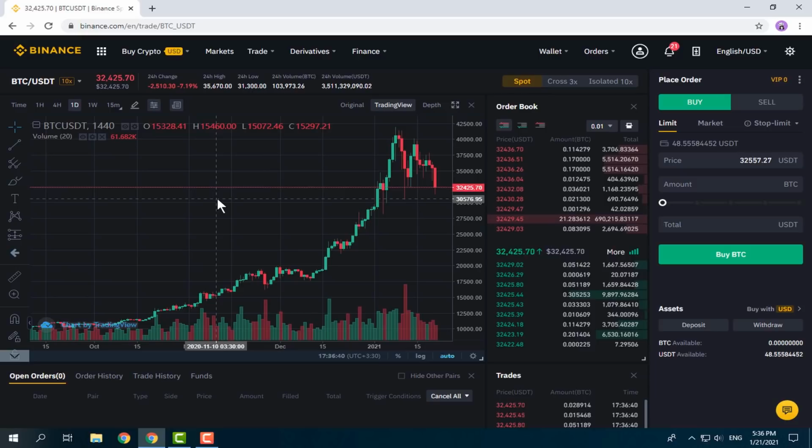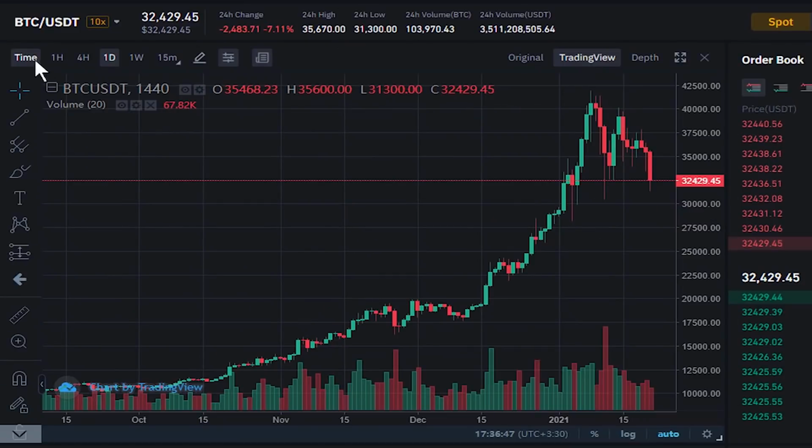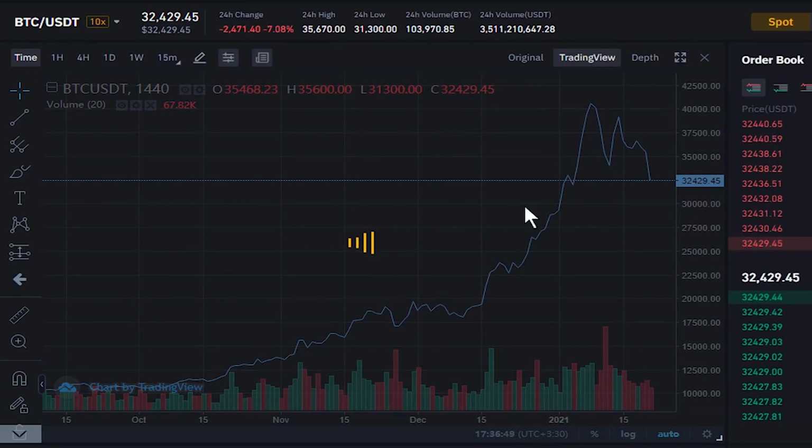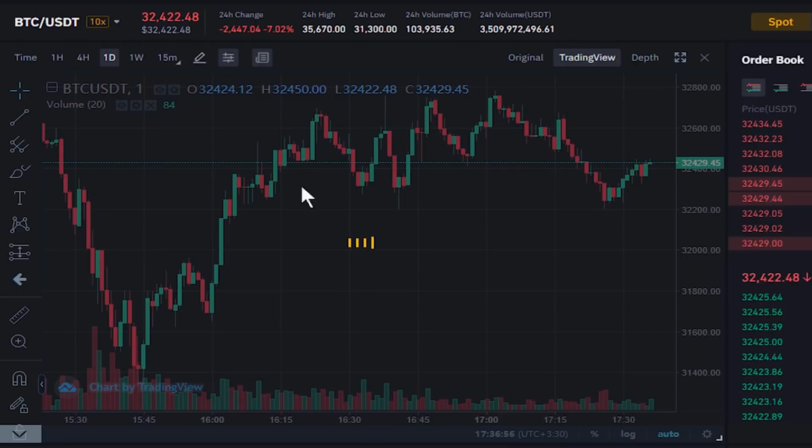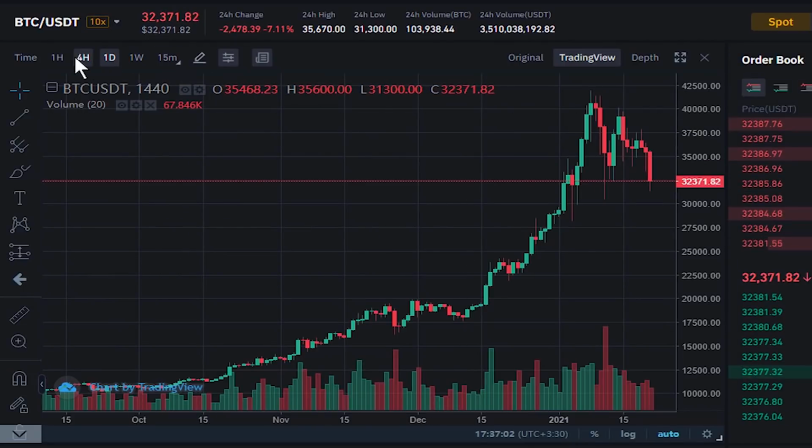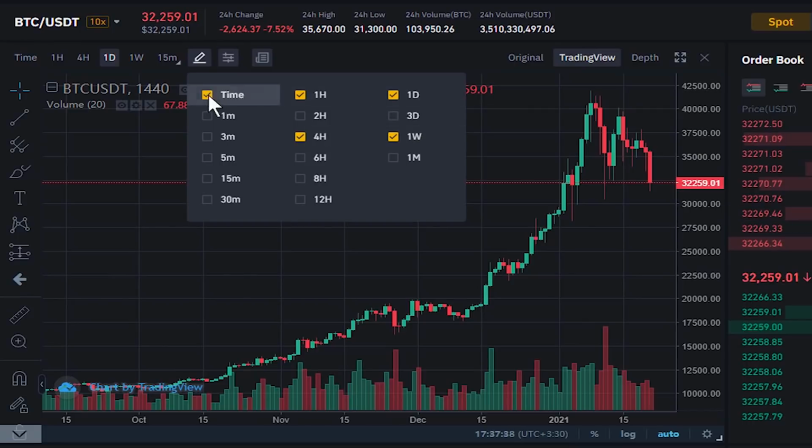Here's a chart, the price chart of Bitcoin to Tether. It's a candlestick chart, and you can switch to line chart by clicking time, as you can see. We go back to candlestick chart, and here you can choose your desired time frame, which can be weekly, daily, 4 hours, 1 hour, and even minutes. You can customize your favorite time frames here.